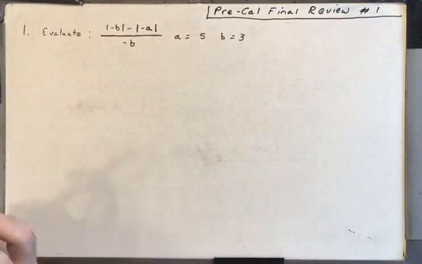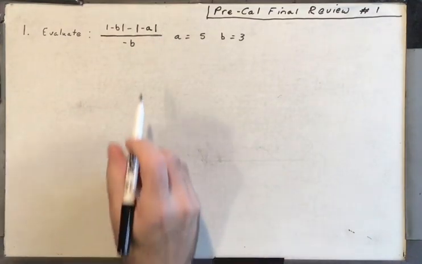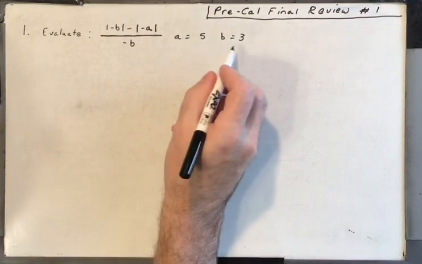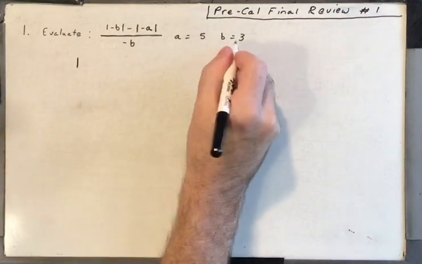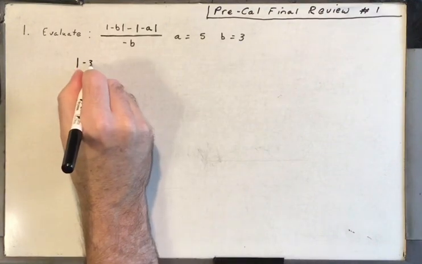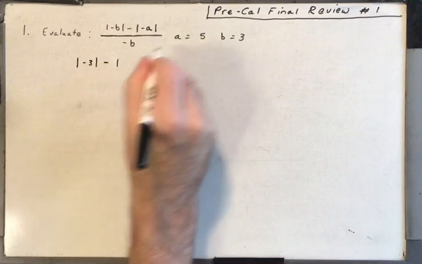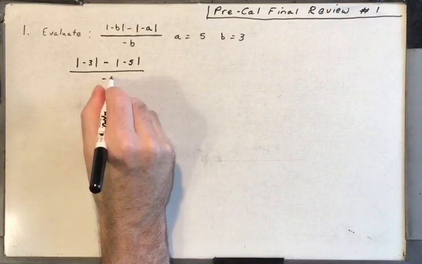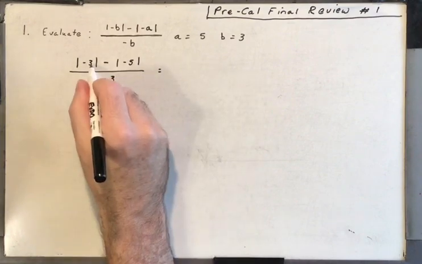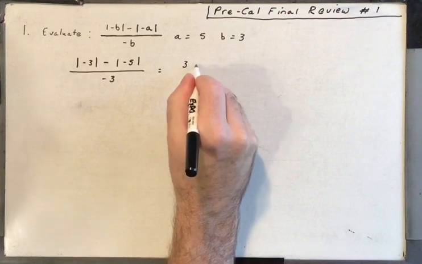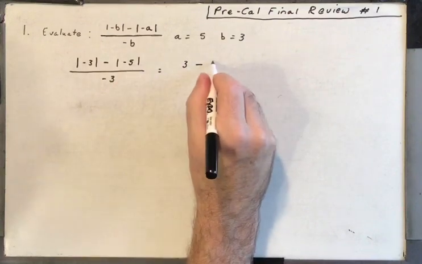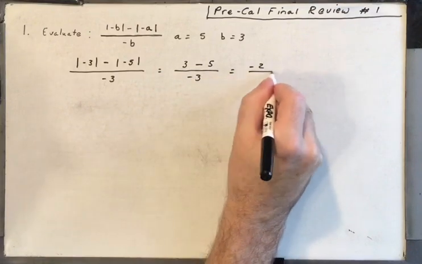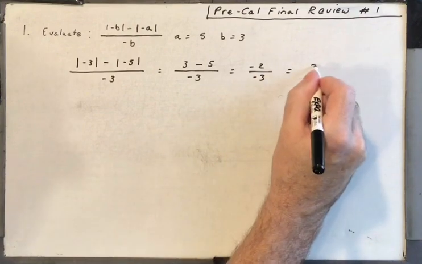Alright, so number 1, we have evaluate, and it's an absolute value equation. So let's plug in, since b is 3, we're going to plug in -3, absolute value of -3, minus the absolute value of -5 over -b, so that'd be -3. Absolute value of -3 is just 3. Absolute value of -5 is 5 over -3, so that's going to be -2 over -3, which is 2/3.